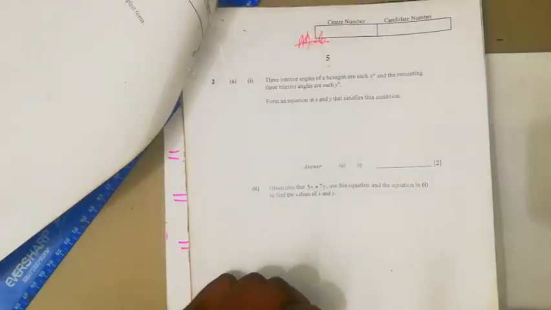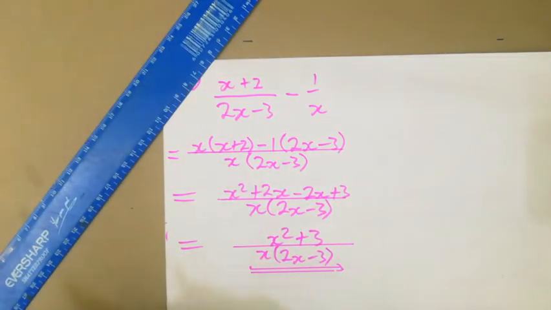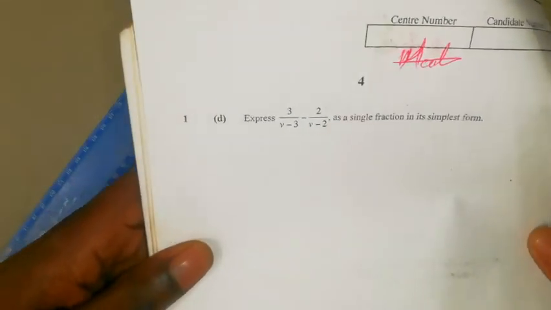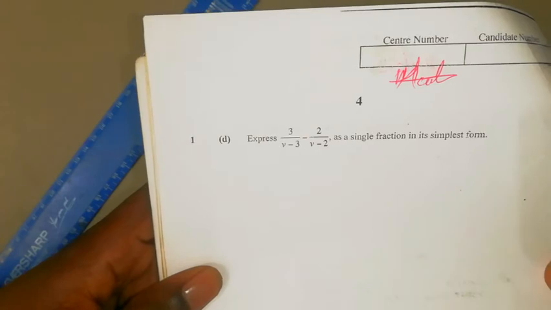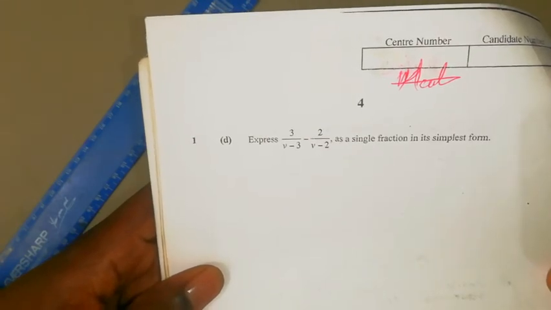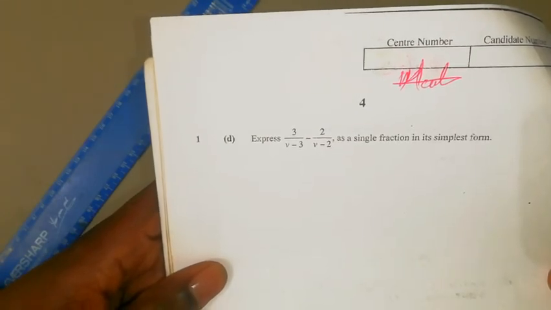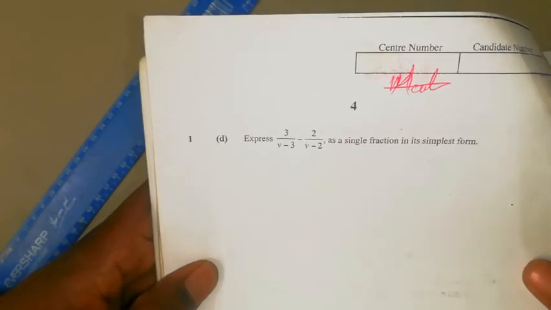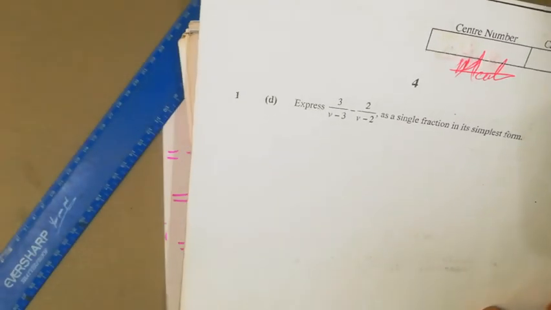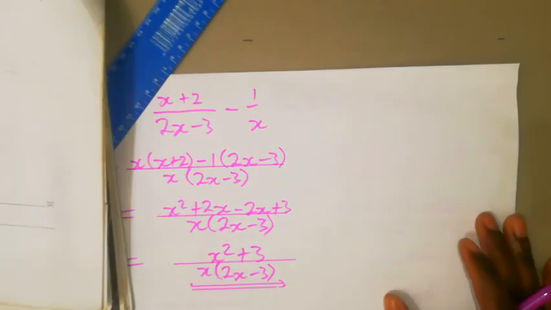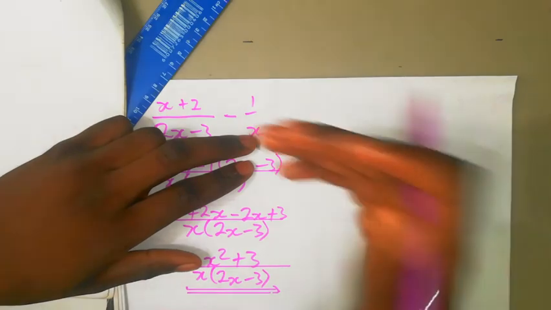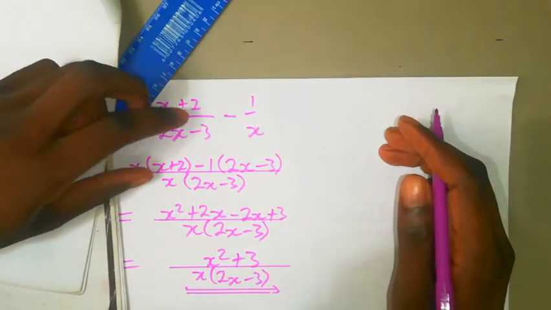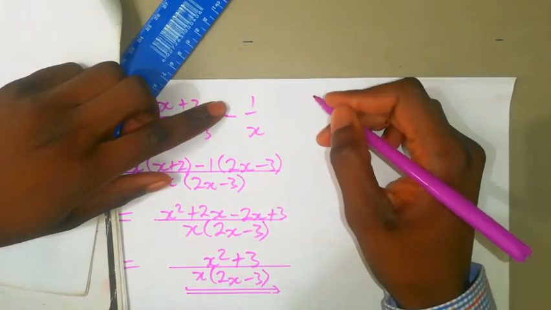Then let's use November 2017. This is our November 2017. The question reads, express 3 over v minus 3 minus 2 over v minus 2 as a single fraction in its simplest form. So this is going to be our last question, on the first concept of quadratic fraction. So it's number 1D.